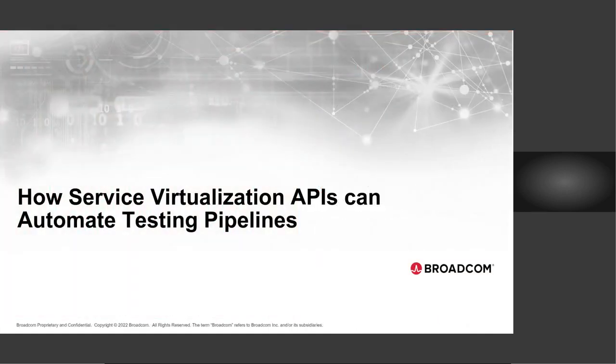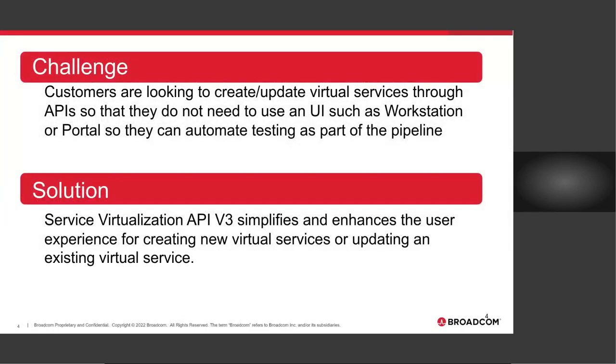So let's talk about the APIs further. So we introduced the V3 APIs in our 10.5 virtual service. And basically, initially, one of the challenges that folks were trying to solve is they'd want to be able to create or update existing virtual services without necessarily going through our UI capabilities, such as our portal or our workstation. And the second piece was, they want to be able, as part of their testing pipeline, to make sure that they have the right virtual services to meet their needs, right?